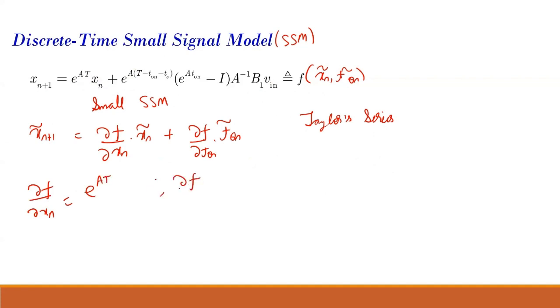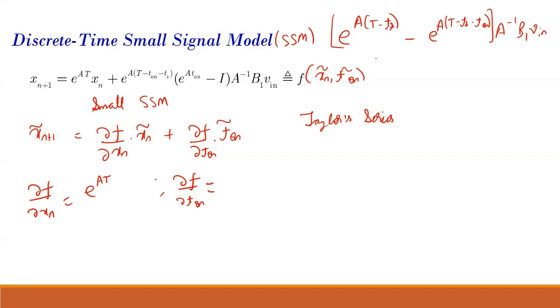Now similarly, when I differentiate partial f with respect to t on, I have to differentiate this and also this. So let me write f in a better way. This term you ignore, I'm just simplifying this term. I will write it as e raised to a t minus ts, minus e raised to a t minus ts minus t on, into a inverse v1 into vn.